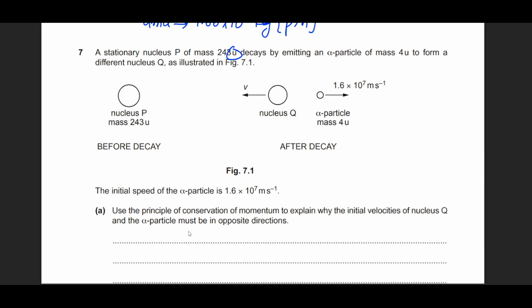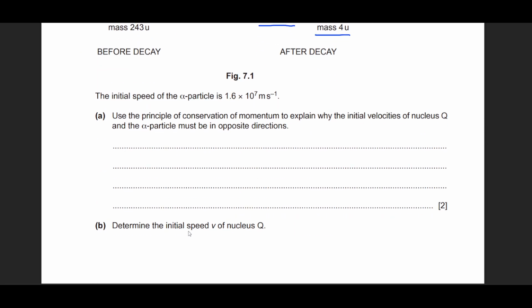Okay, so we have a particle of mass 4U going this side and the remaining nucleus Q going towards the left side. Before decay, it has zero momentum. It's not moving. The initial speed of the alpha particle is this. Okay, fine. Use the principle of conservation of momentum to explain whether the initial velocity of Q and alpha particle must be in opposite directions.